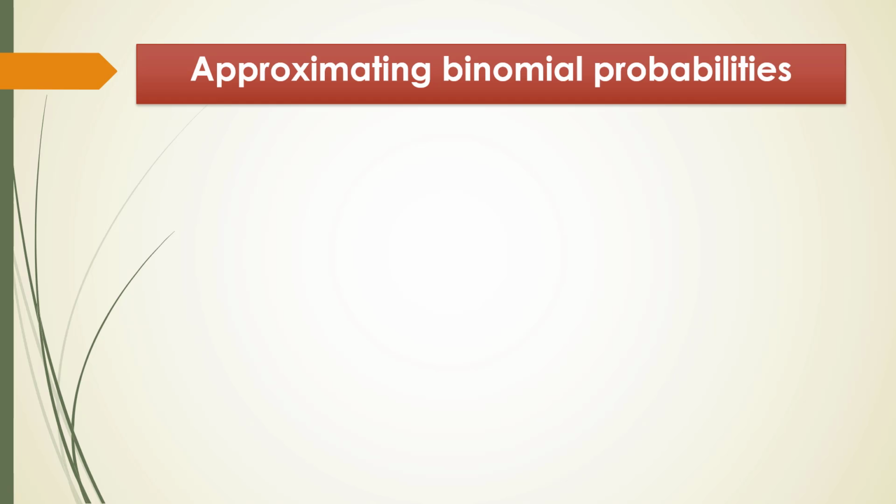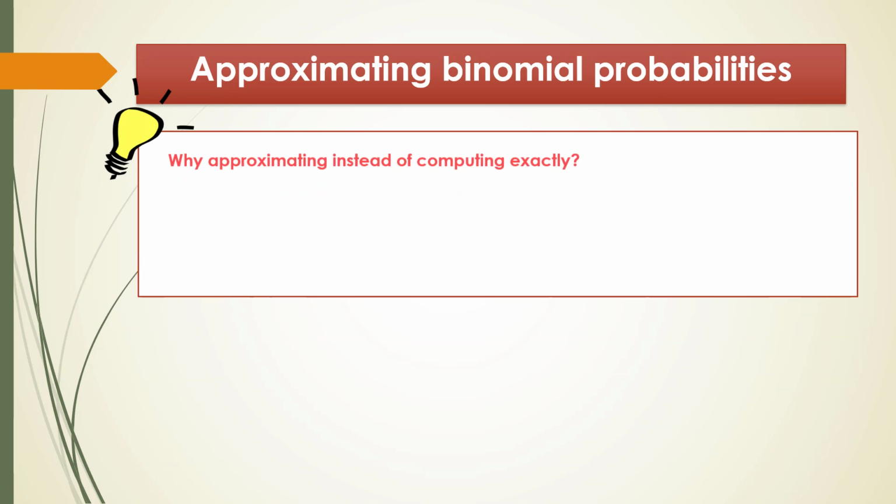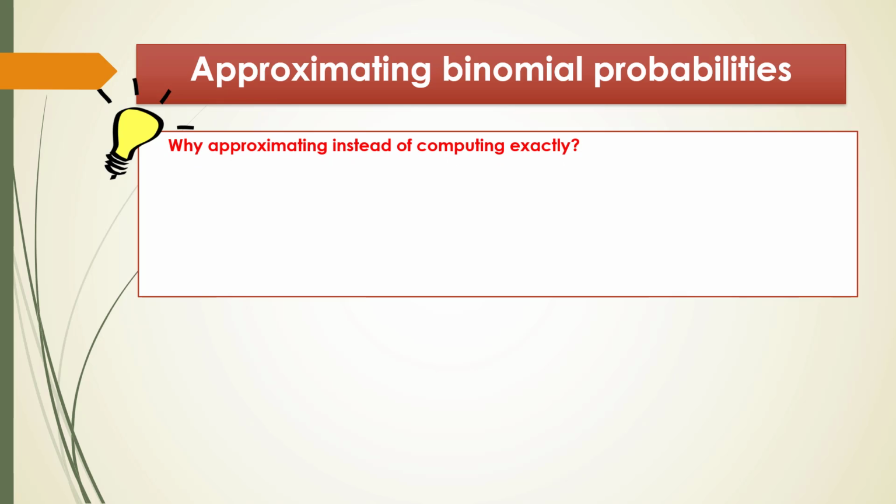Now we go to the main objective of today, how to approximate binomial probabilities using the normal curve. Remember, in topic 5, we learned about how to compute the binomial probability exactly. So why do we have to learn how to approximate the binomial probability instead of computing exactly in this lesson?